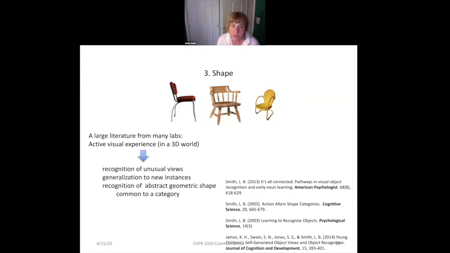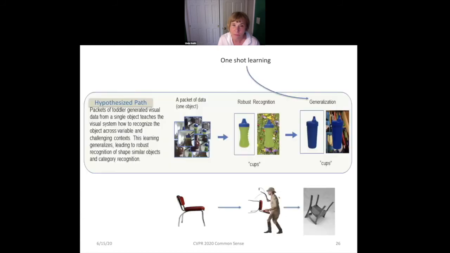So we know somehow, even though we don't know what shape is, we know what 3D shape is. We know somehow that active experience is playing a role in it. So here's what my hypothesis is. This is how we get one-shot learning in tractors and faces. The hypothesized path is this: the packets of toddler-generated visual data from a single object teach the visual system how to recognize the object across variable and challenging contexts. And this learning generalizes to shape-similar things, okay?